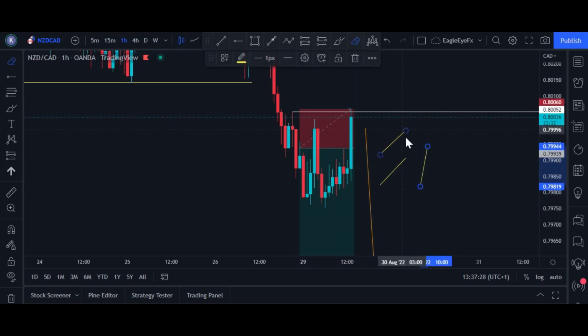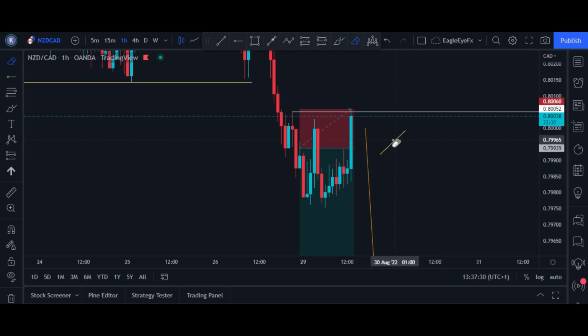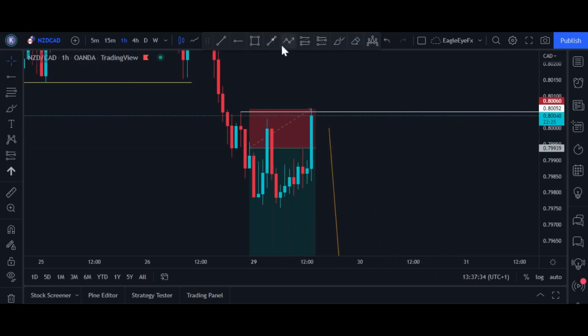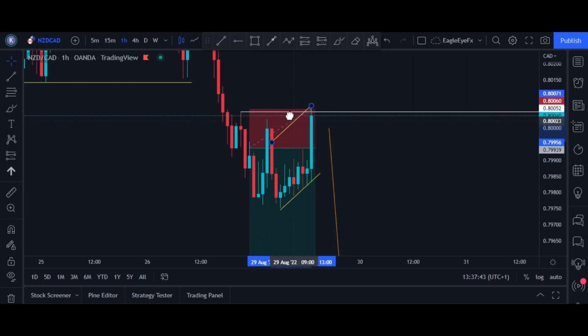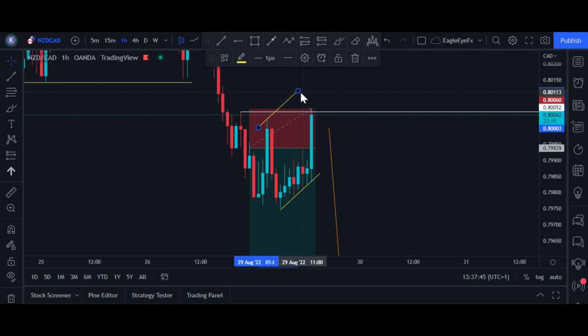If I take these trend lines out, then we could be looking at what? We could be looking at a bigger flag. Where is the trend line? Yeah, so we could be looking at a flag that is forming over here. So something like that.